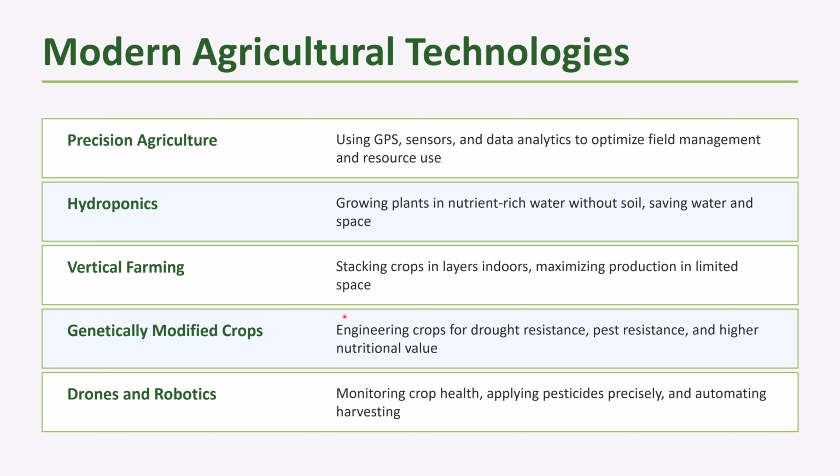Vertical farming, stacking crops in layers indoors, maximizing production in limited space. Genetically modified crops, engineering crops for drought resistance, pest resistance, and higher nutritional value. Drones and robotics, monitoring crop health, applying pesticides precisely, and automating harvesting.